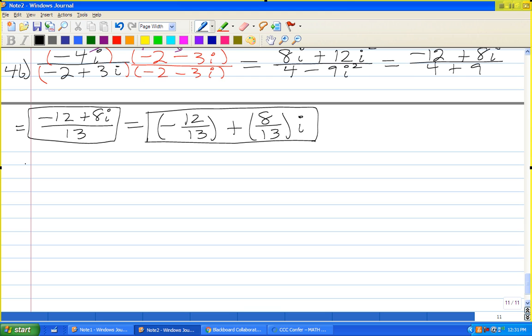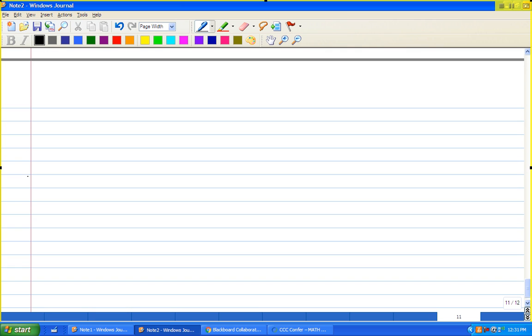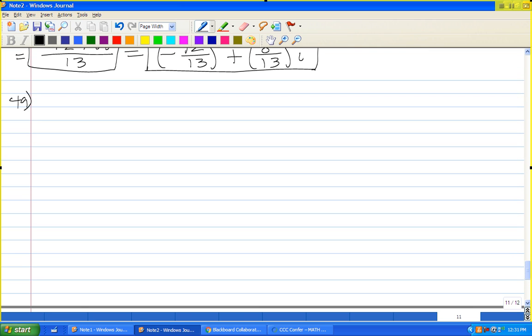Let me do problem number 49. 2 plus i over 4 minus 5i. So let me rationalize the denominator. So let me multiply and divide by the complex conjugate of the denominator, 4 plus 5i, and divide by the same quantity, 4 plus 5i.